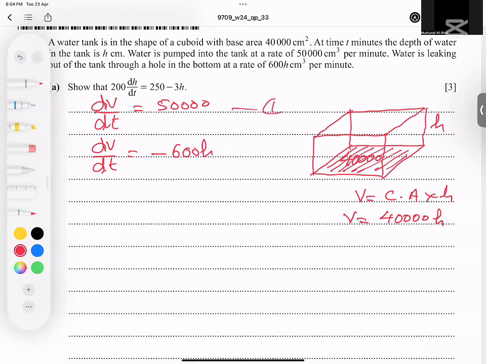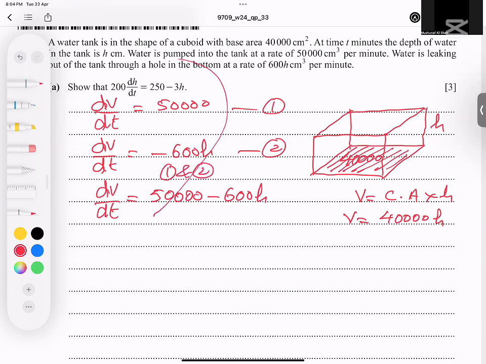Now, how to combine 1 and 2? If I combine 1 and 2, dV becomes one together equation, with 50,000 coming from the top minus 600h coming from down. This is the combined equation after combining 1 and 2. But we need to find dh over dt. So I'm writing here the chain rule. What is your target, students? Try from there. dh by dt is my target.